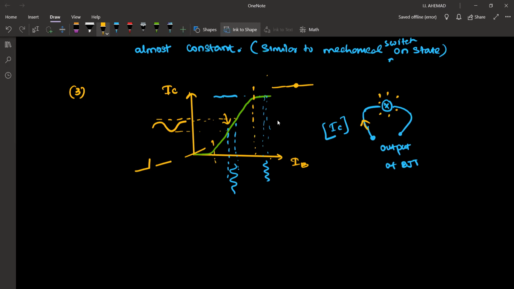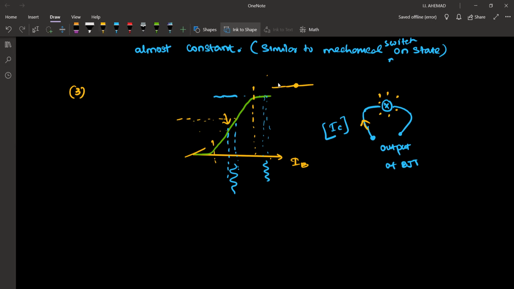So the IC is connected to this bulb, right? So this bulb, instead of glowing continuously, will start to blink. It is not like switch on, right? It is just like a loose connection. That is why we are not able to use active region as switch on. Did you get the idea? But we can use that for amplification purpose, because for small variation in IB, you get a large variation in IC, the same pattern.